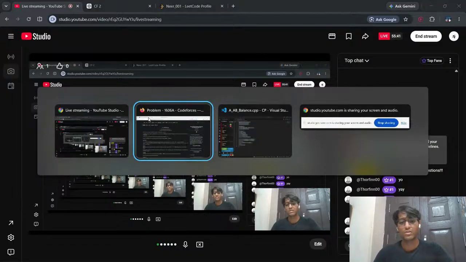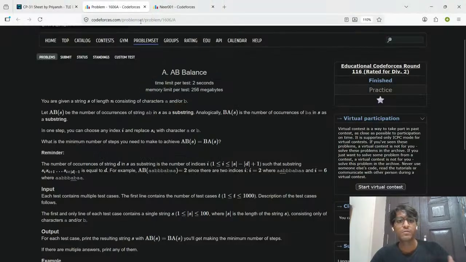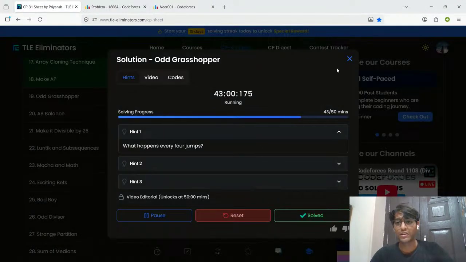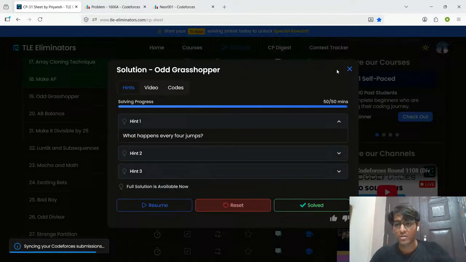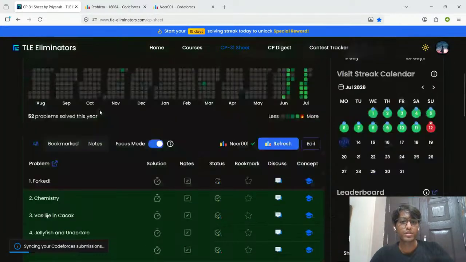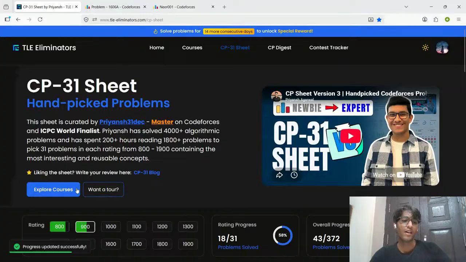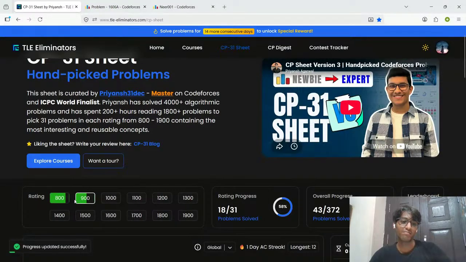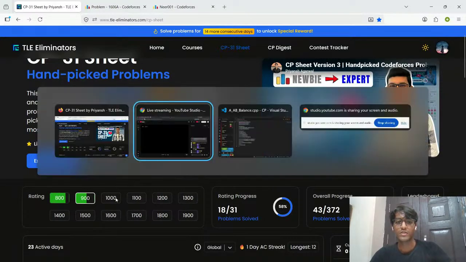And I think this resource is really great. That smart friend of mine told me to use this sheet, CP31. It's 31 problems from each rating, from 800, 900, and so on.